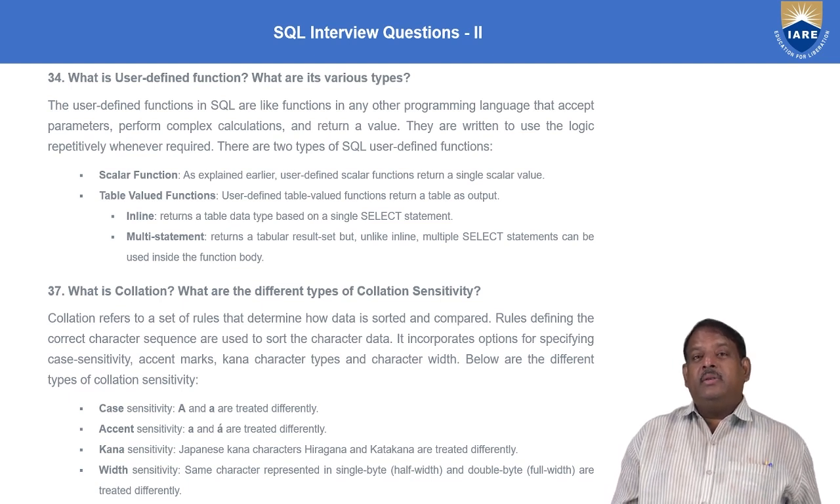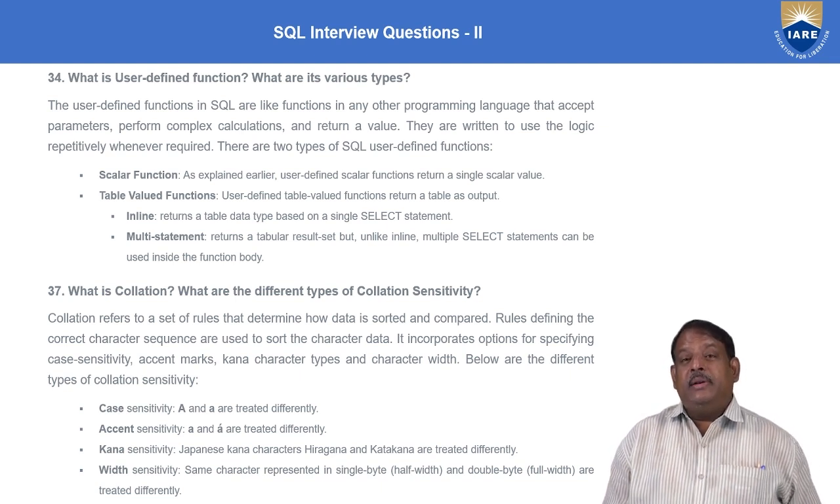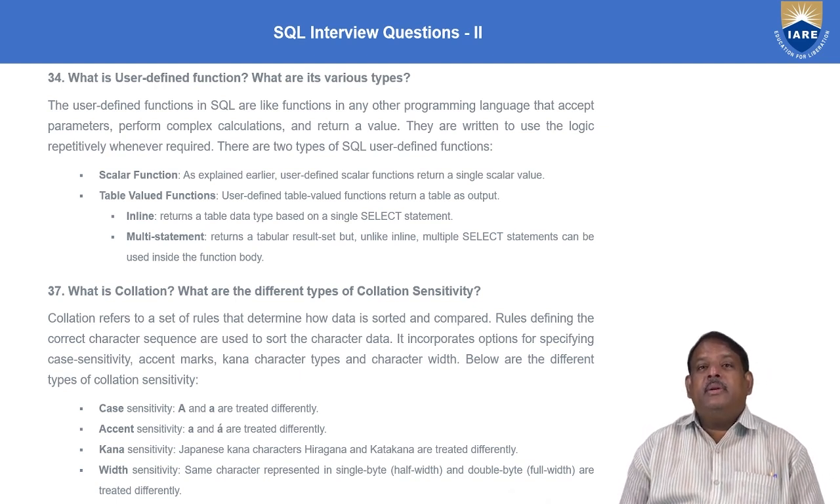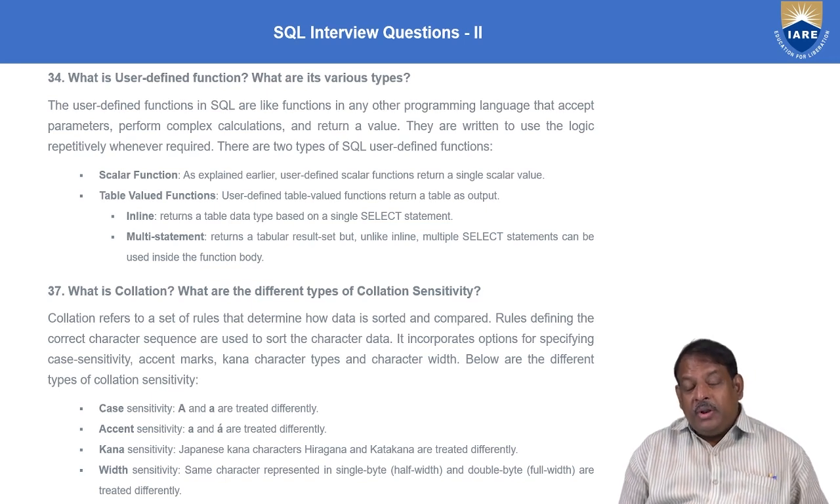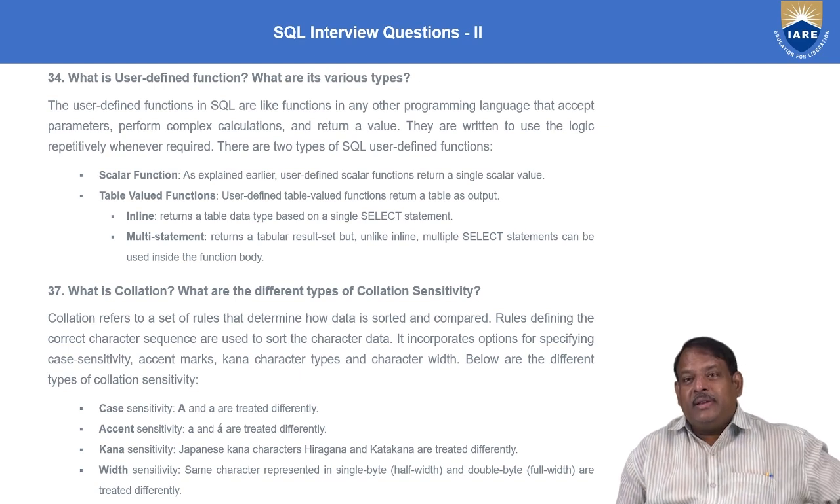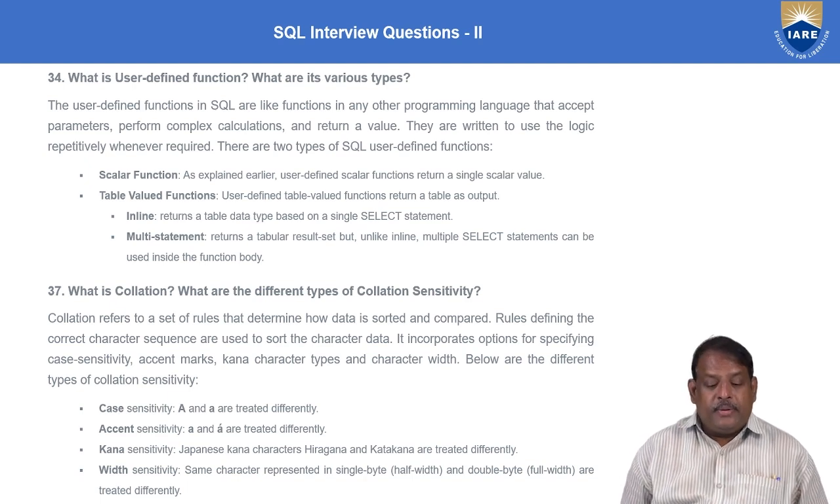Again, we have inline table valued functions. It returns a table data type based on a single select statement, and multi-statement functions return a tabular result set. But unlike inline, multiple statements can be used within the function body. So inline will give you a table data type with a single select statement, whereas multi-statement will give you a tabular result set, but with multiple select statements.